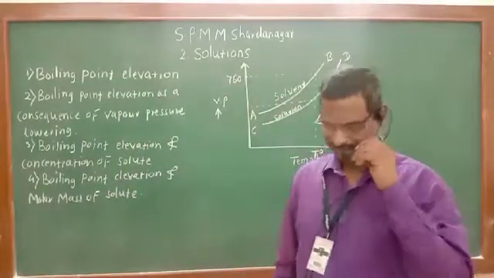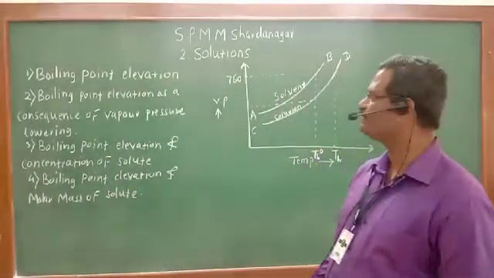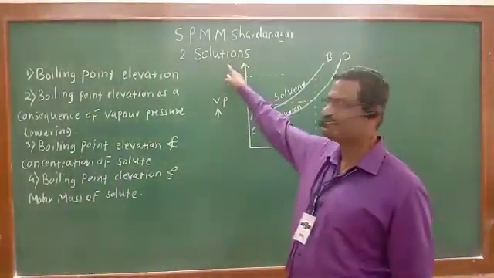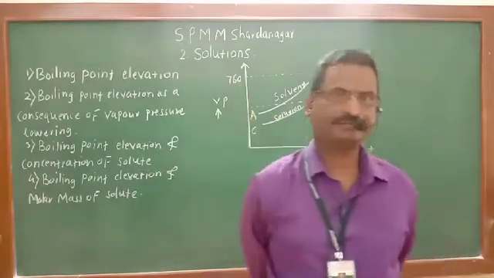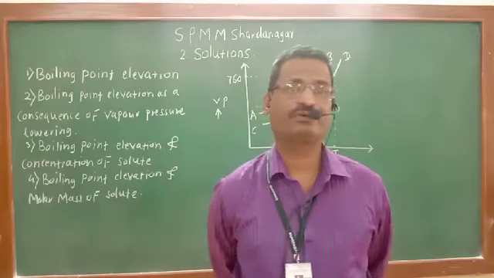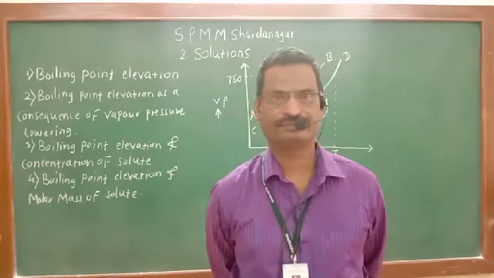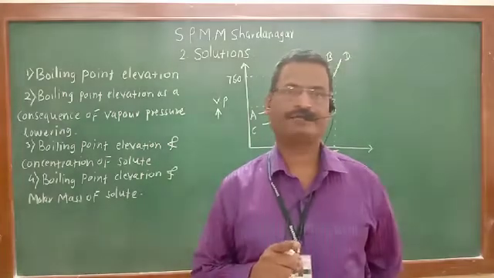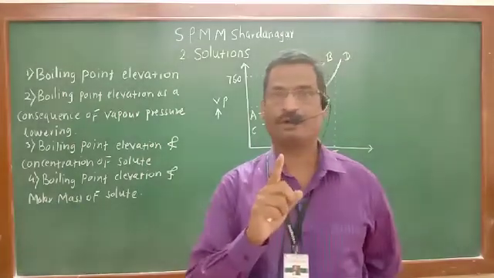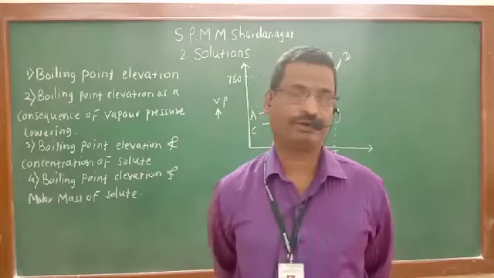Hello students, you are welcome in lecture number 5 of the chapter of solutions. In the last lecture, we started with colligative properties, and the first colligative property, vapor pressure lowering, that is, relative lowering of vapor pressure, we have completed.